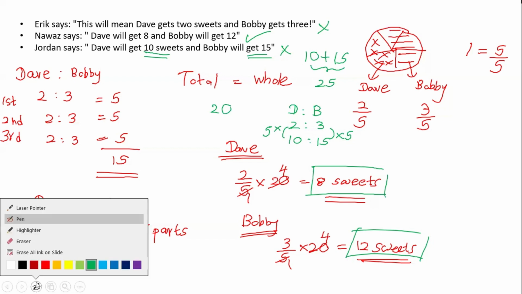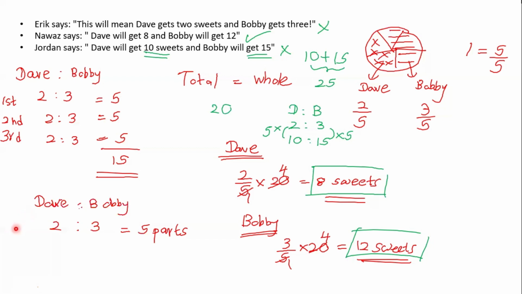Okay, now we came to the end of the question. So now I'm going to give you a small conclusion. All right. So whenever you are getting such a question, like a ratio question, first try to write all the things that you know by looking at the question. So it is Dave to Bobby, 2 to 3. That means 2 parts are reserved for Dave and 3 parts are reserved for Bobby. So as the total, it is 5 parts.